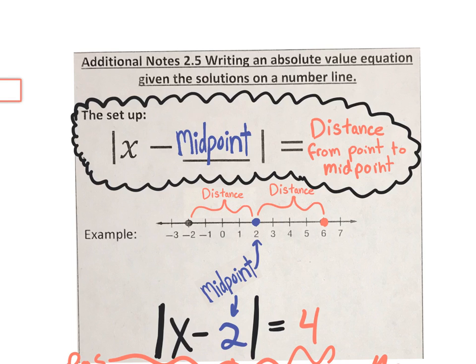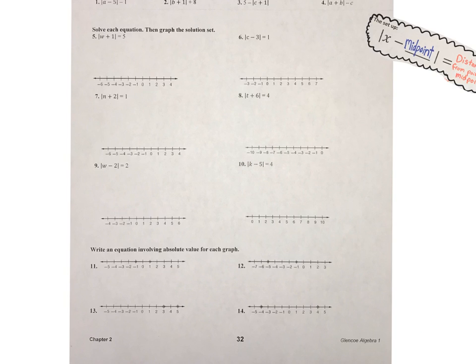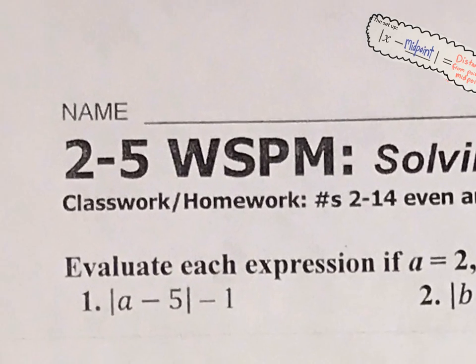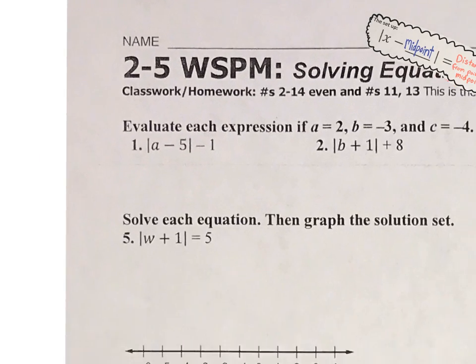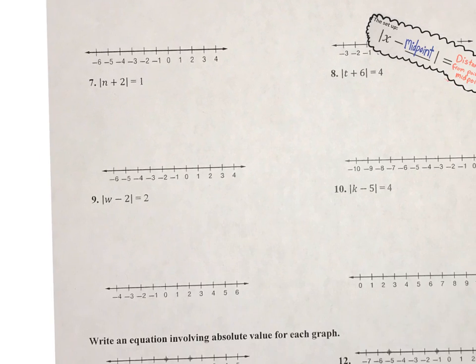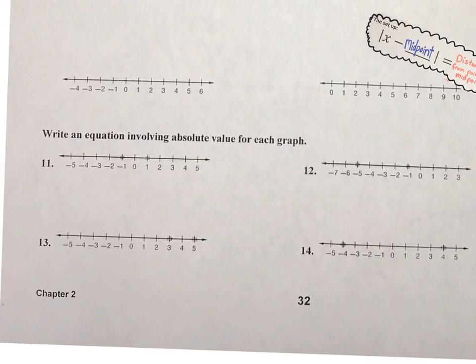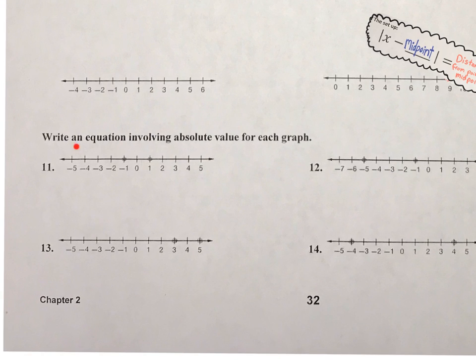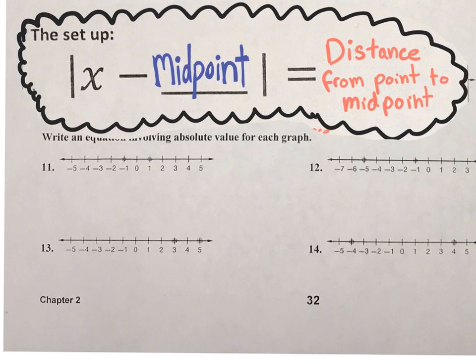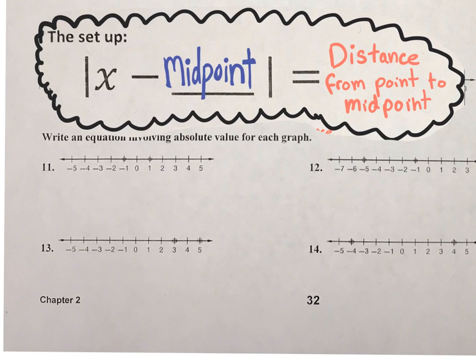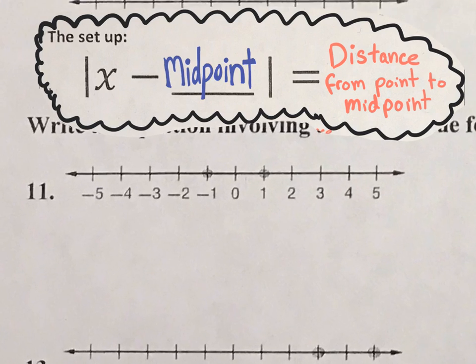Let's go to yesterday's worksheet. It was WS PM 2.5. And let's practice by doing those last 4 questions down here. And down here it says, write an equation. And we need to use the notes that you guys just copied down, the setup on how to write your absolute value equation. Let's look at number 11.